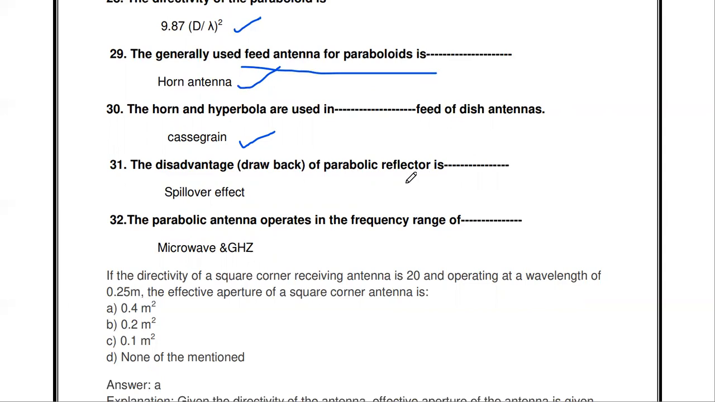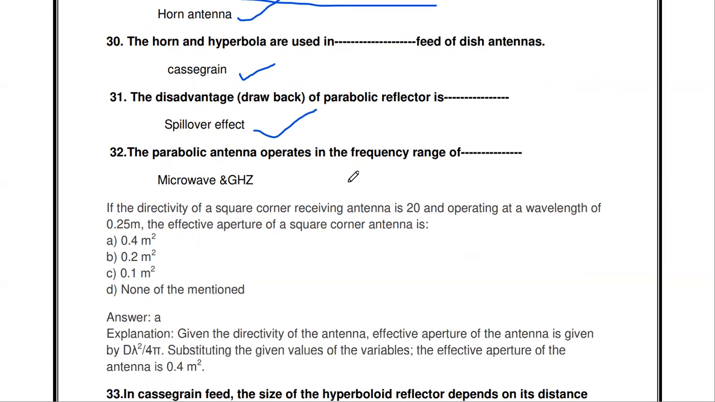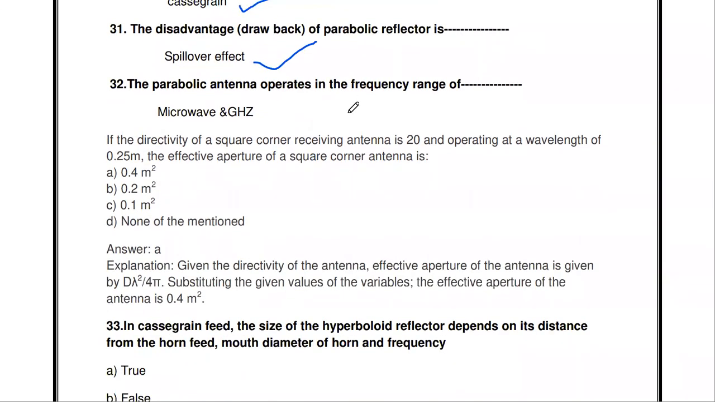The disadvantage of the parabolic reflector is dash. The disadvantage of the parabolic reflector is the spillover effect. Then, the parabolic antenna operates in the frequency range of dash. The parabolic antenna operates in the microwave and gigahertz frequency range.